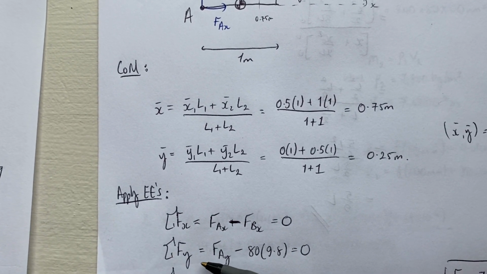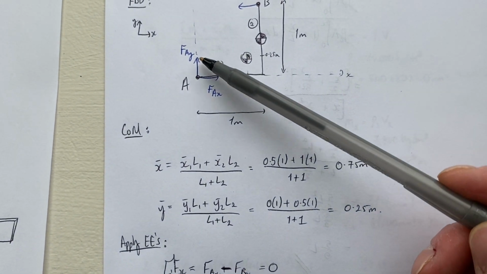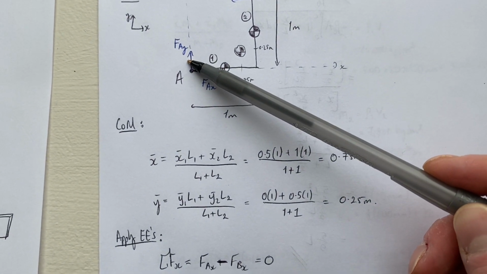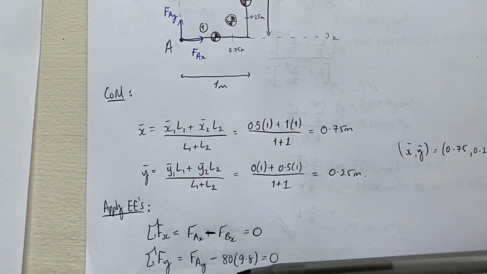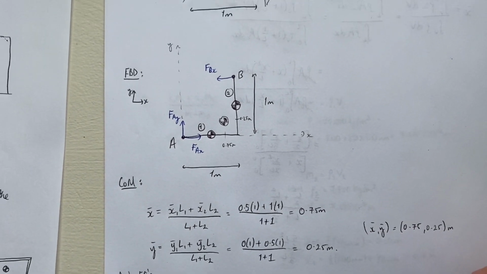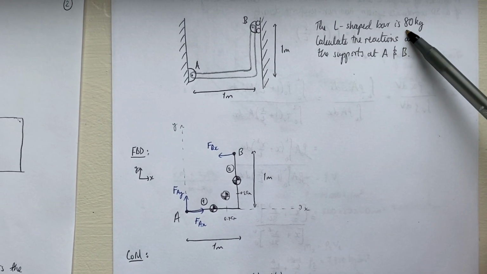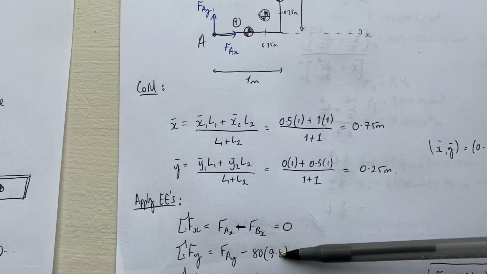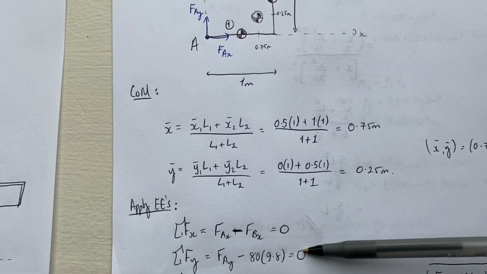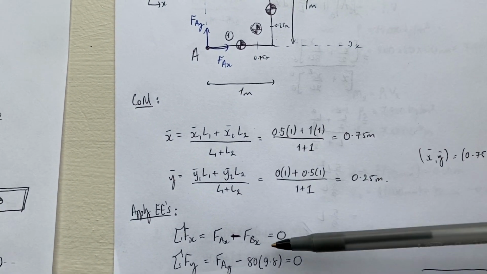Summing the forces in the y direction, we'll have a positive FAY, and we will have negative the weight vector, right? So it's 80 kilos. Bar is 80 kilos. We multiply by the acceleration due to gravity, 9.8, right? So that's in the negative y direction.